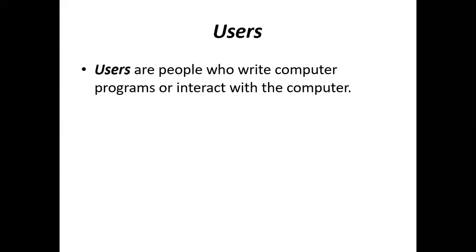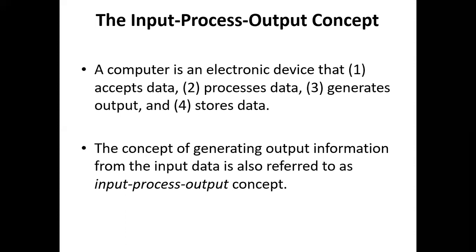Users, you and I, we are considered as part of the computer system. Why? Because we are the ones who specify what we want the computer to do, even the output that the computer will give, we are the ones who are going to use the output. So that's why we are considered as being part of the computer system.